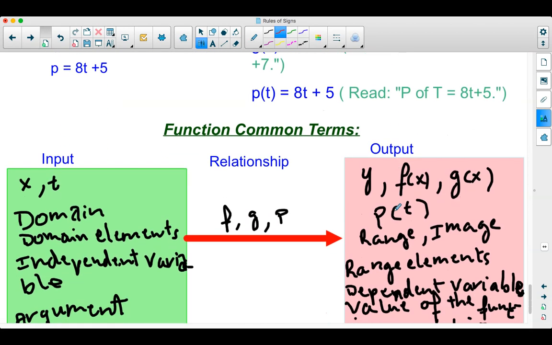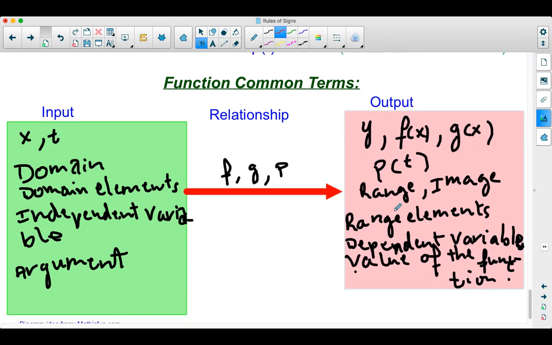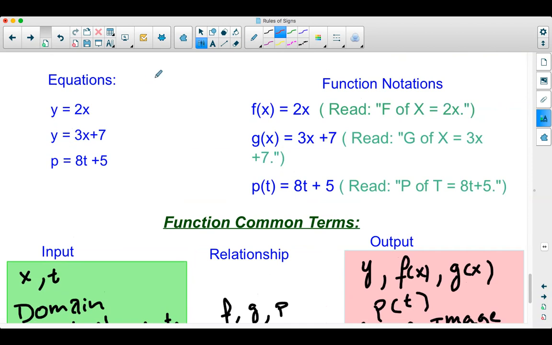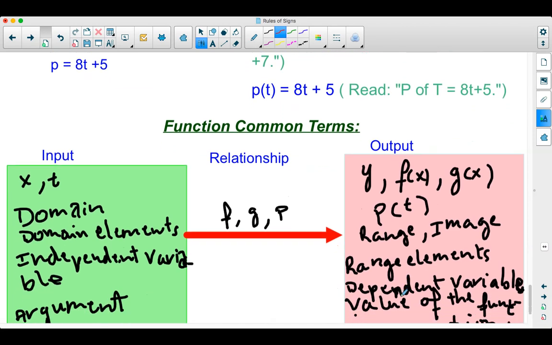I found this summary somewhere that I believe would be useful to you. There are several vocabulary words referring to functions that you'll be hearing more and more. For your input variable, we have x and t that we use right here. So x and t are the input variables we use here, and for output you have y, f of x, g of x, p of t. So those are your output values.